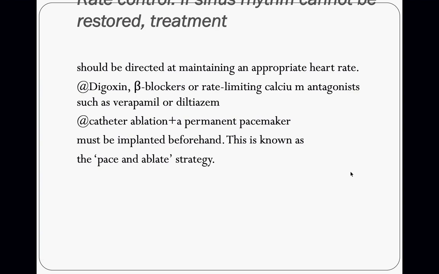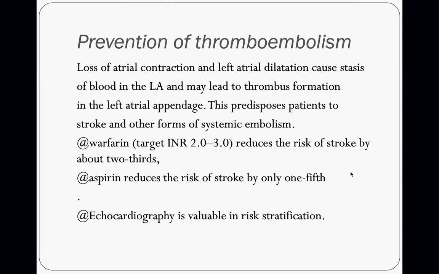Sometimes we use rate control rather than rhythm control, especially if the sinus rhythm cannot be restored. The treatment should be directed at maintaining an appropriate heart rate by the use of digoxin, beta blocker, rate-limiting calcium antagonists such as verapamil or diltiazem, or use of catheter ablation with a permanent pacemaker implanted beforehand. This is known as pace and ablate strategy. Next slide.